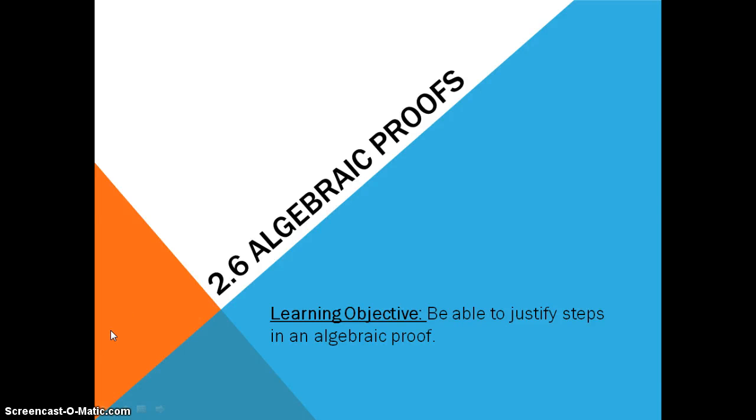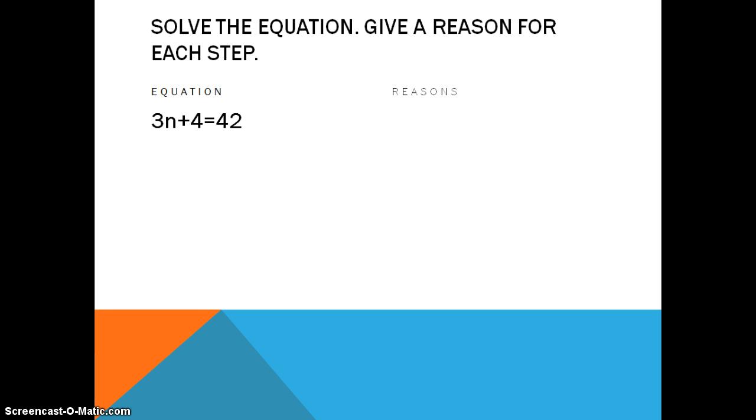Class. Today's lesson is lesson 2.6, Algebraic Proofs. The learning objective for this video is that you will be able to justify steps in an algebraic proof. Now I know that algebraic proofs sound scary, so we're going to start off taking it slow.